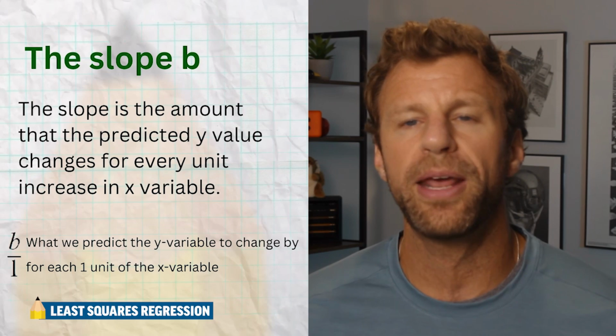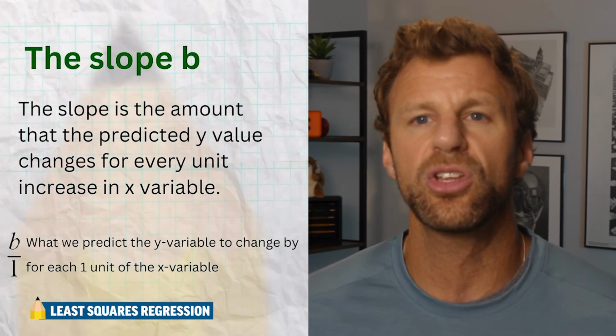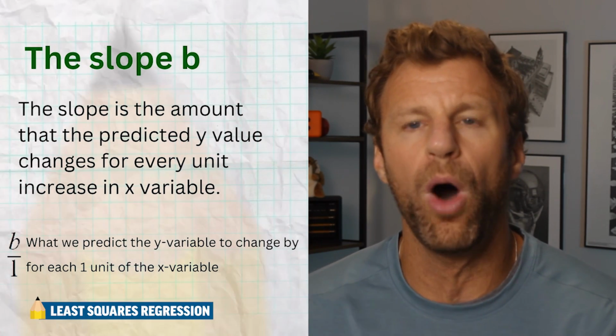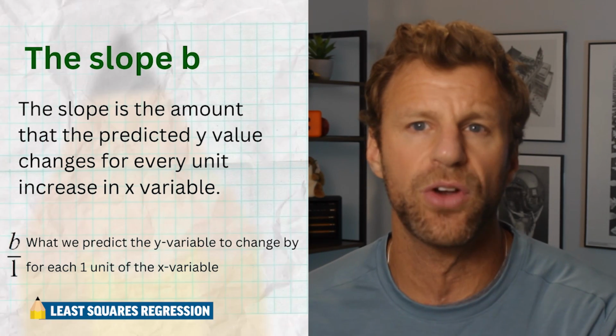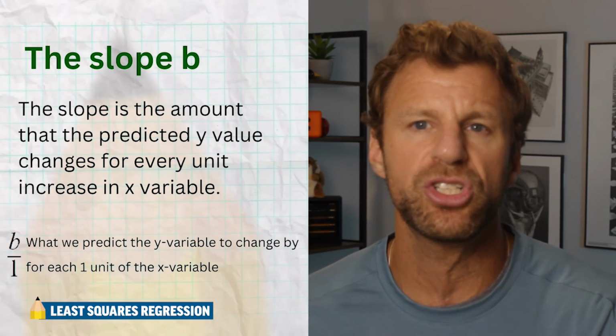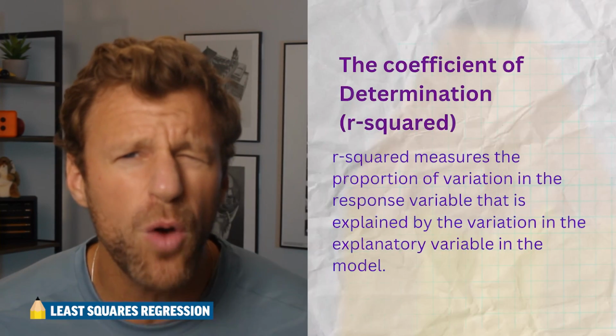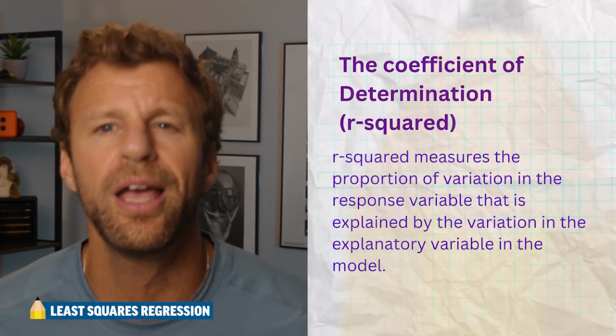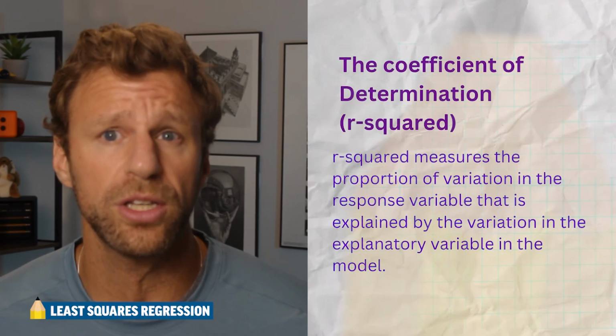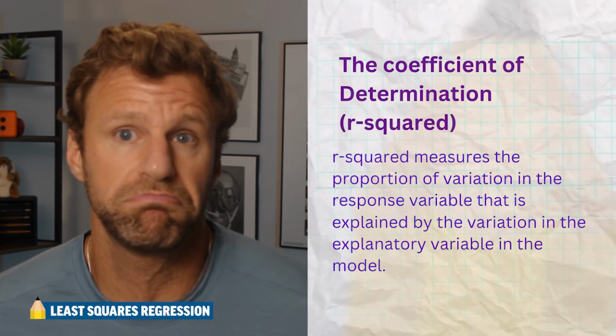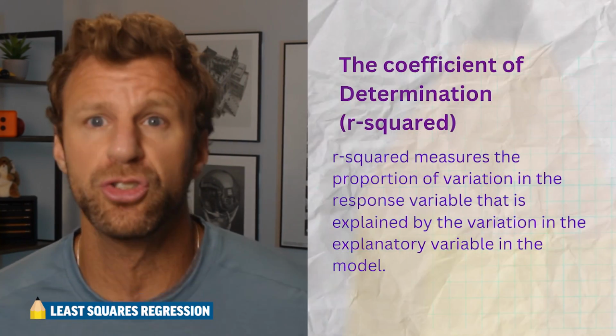The 1 in the denominator is the change in x. So the slope tells us for every 1 increase of the x variable, what we predict the change of the y variable to be. Another super important value is the coefficient of determination. Pretty cool name, coefficient of determination. This is literally taking correlation R and simply squaring it. Not too hard to find, correlation squared.